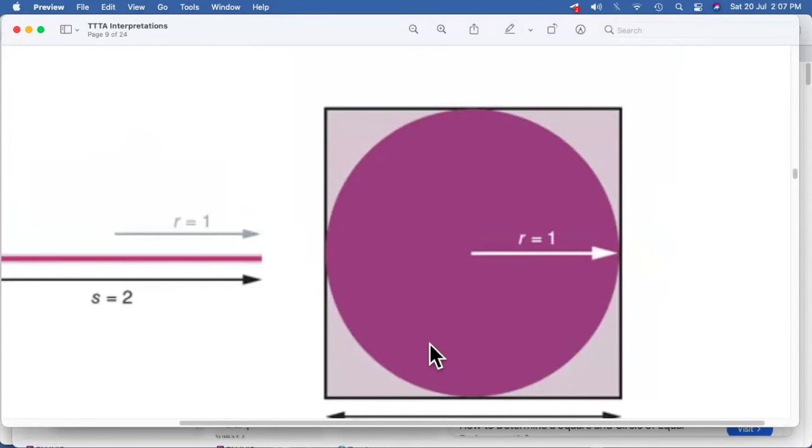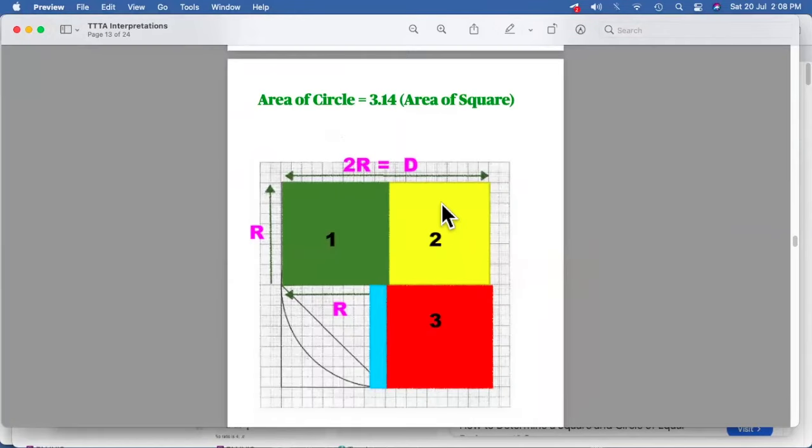This was the second method, where the diameter of the circle is equal to the side of the square. So this is one more method where, by interpretations of this, we were able to get the area of the circle as 3.14 into r square, or the area of the square. So we are able to relate the square to the circle through the area.